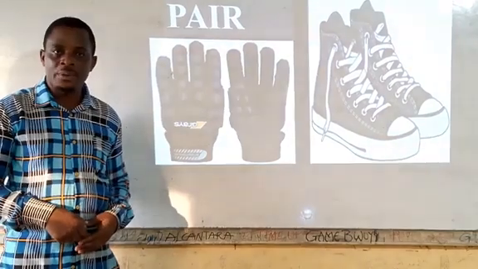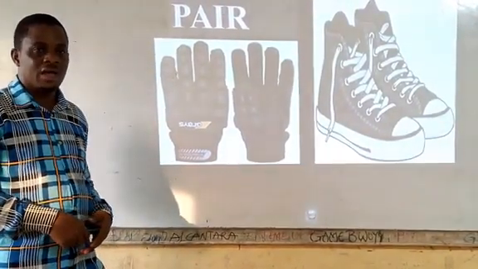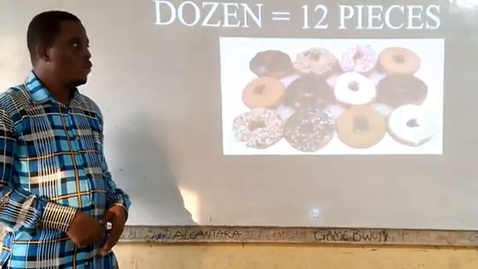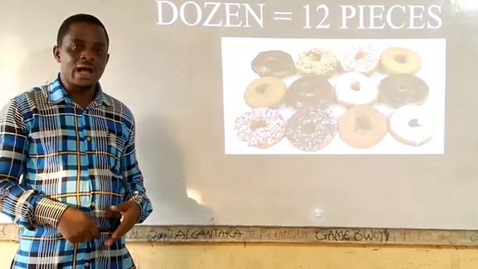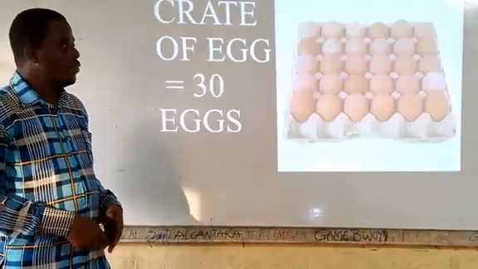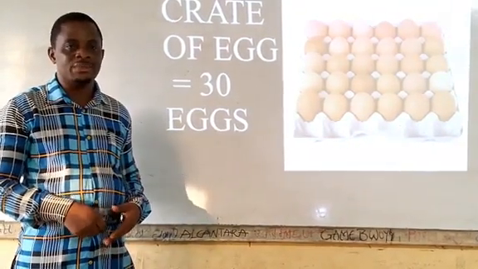Have you ever heard the word pair? We have a pair of gloves. We have a pair of footwear. A pair represents two items. We have a dozen, which represents 12 pieces of items. We have a dozen handkerchiefs, a dozen socks. We also have a crate of eggs. Normally, a crate contains 30 pieces of eggs.